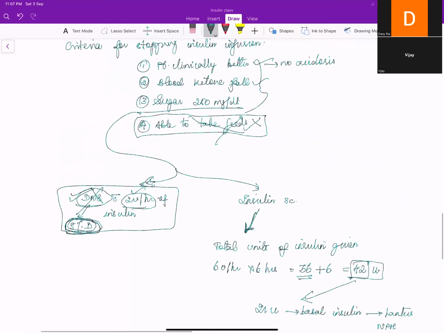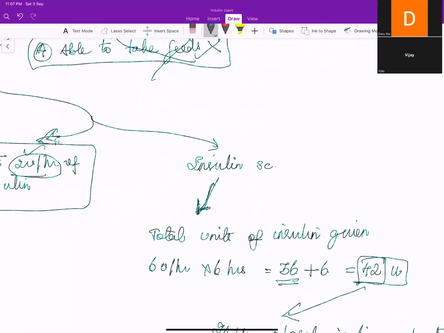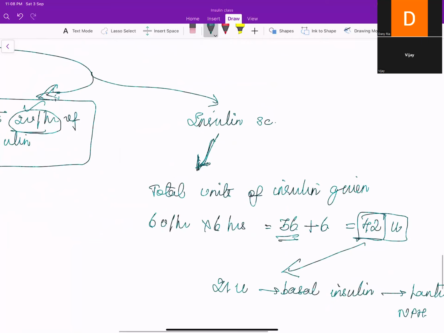So what are the criteria for stopping insulin infusion? The patient is clinically better. He is not acidotic. Blood ketone has fallen. Sugar value is less than 250. This is the criteria to stop insulin infusion. Before stopping insulin infusion, because once you stop it, his sugar is going to rise again, we have to give them insulin supplementation. Always remember one fact: the physiological insulin secretion is always a basal insulin secretion. They have to replace the basal insulin.